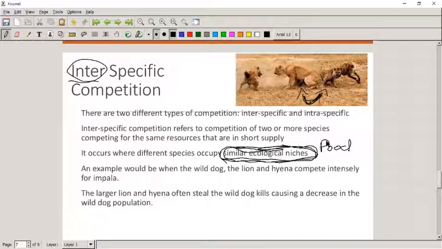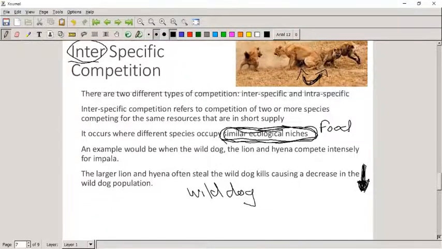The larger lion and hyena often steal wild dog kills, and that causes a decrease in the wild dog populations. And we find that when we enclose certain areas, like for example within the Kruger National Park, the wild dog population tends to struggle because these two, the lion and the hyena, tend to outcompete them for that same type of food.